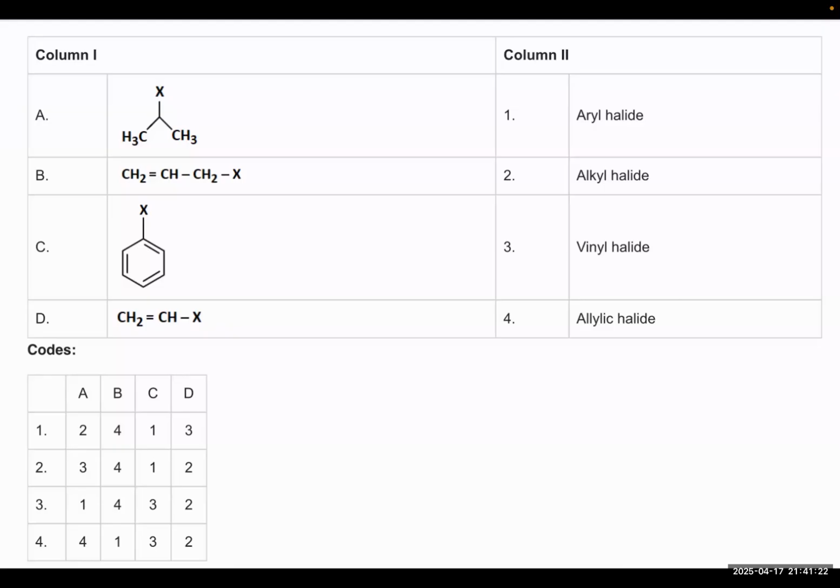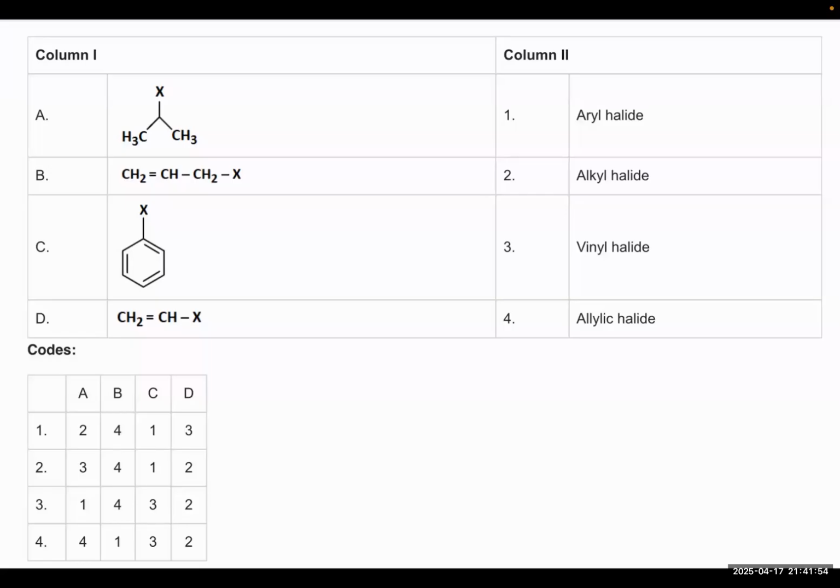Allylic, look, I will tell you the definition. A doubly bonded carbon is vinyl. And the carbon atom next to the doubly bonded carbon, not the doubly bonded one itself, just next to it, is allyl. One is vinyl, double bonded is vinyl, and allyl is next to vinyl.